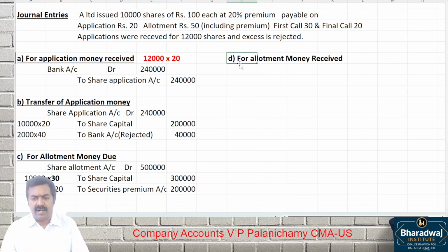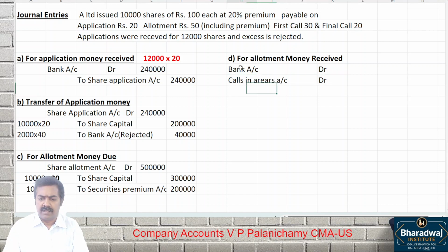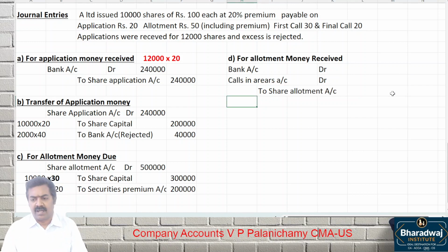Now, the normal journal entry will be like this. Bank account debit, calls in arrears account debit, to which account? Share allotment account. If there is a calls in arrear, you will put it. If there is no calls in arrear, we collect the full amount.